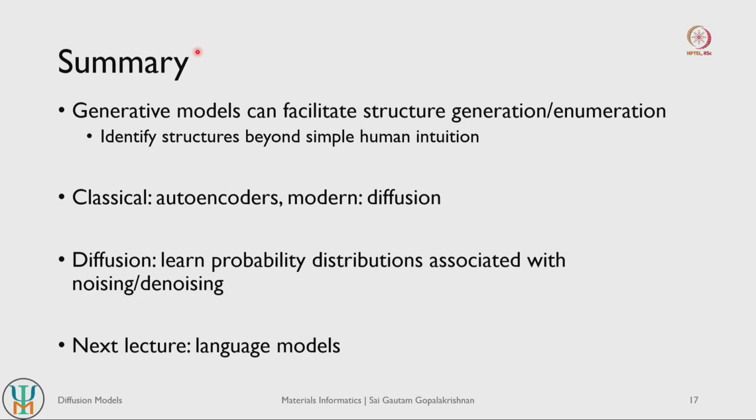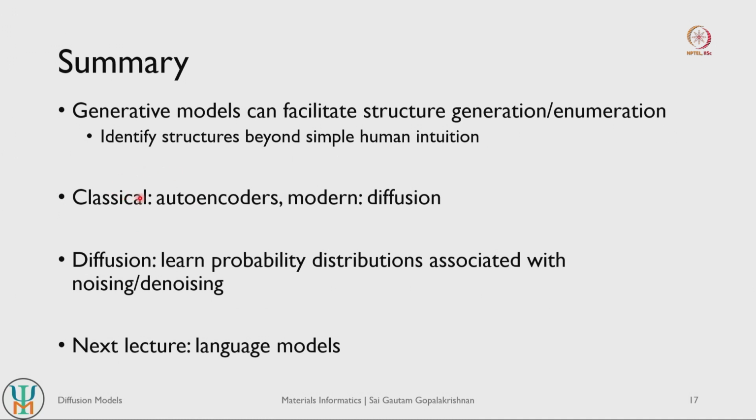So with that we will summarize and stop this lecture. Generative models can facilitate structure generation or even some kind of enumeration processes for a given target application or a target property, and these can be used to generate structures that can go beyond simple human intuition, right. Human beings are very good at doing chemical substitutions, for example. We are very good at working with existing templates and then arriving at newer compositions within the same template, but generative models can be used to arrive at even newer template structures that are beyond simple human intuition. So these models can be quite powerful.